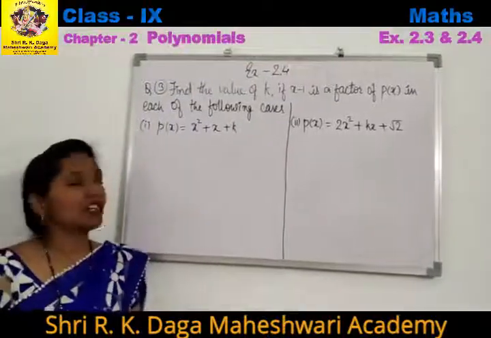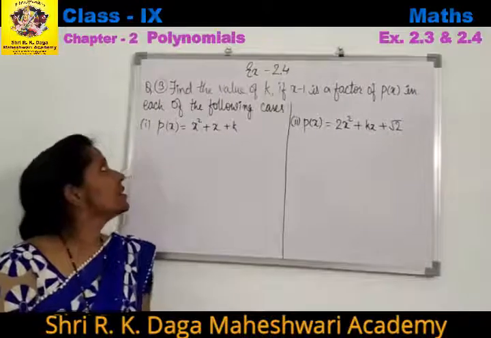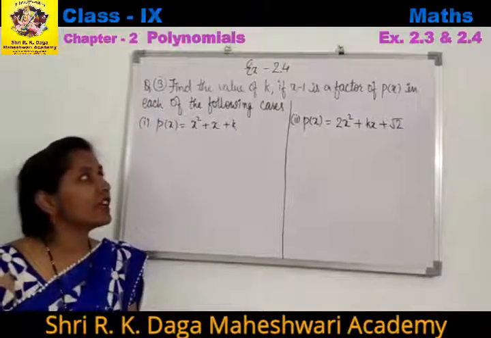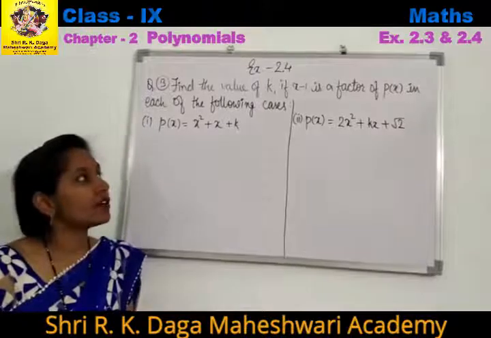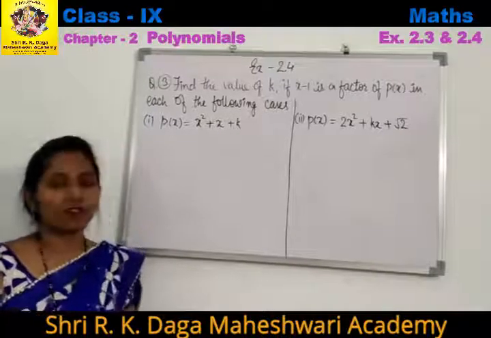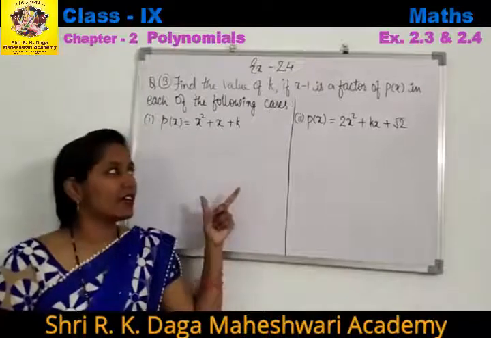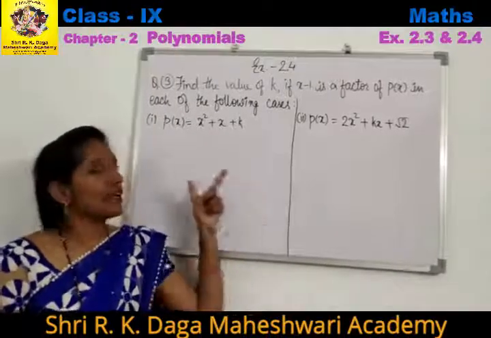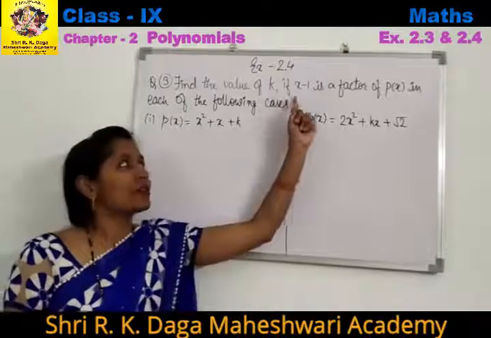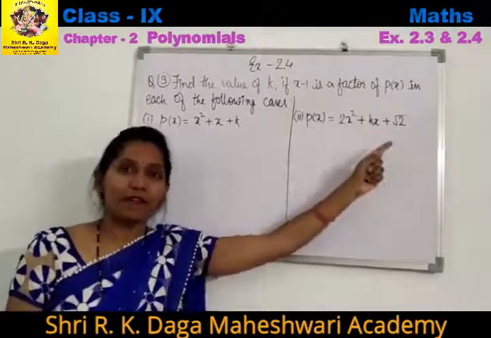Now the third question of exercise 2.4 is find the value of k if x minus 1 is a factor of p of x in each of the following cases. आपको p of x that is polynomial given है अलग अलग, आपको बोला गया है हर एक केस में x minus 1 p of x का एक फैक्टर है.